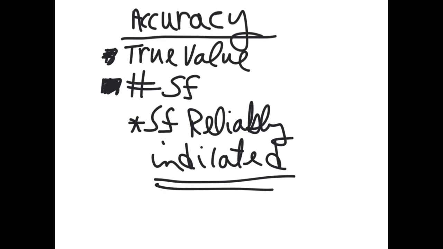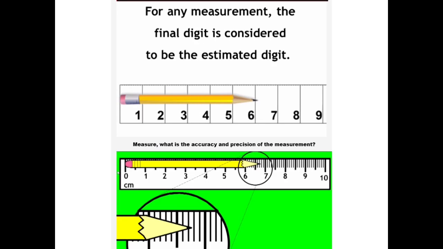What does that mean? One and only one estimated digit is significant. No more, no less. Example of what we mean by a significant figure or a reliably indicated figure or digit. For any measurement, the final digit is considered to be the estimated digit. For example, here we know that the length of the pencil is somewhere between 6 and 7, whatever the unit is. So to estimate this quantity, we would say 6.